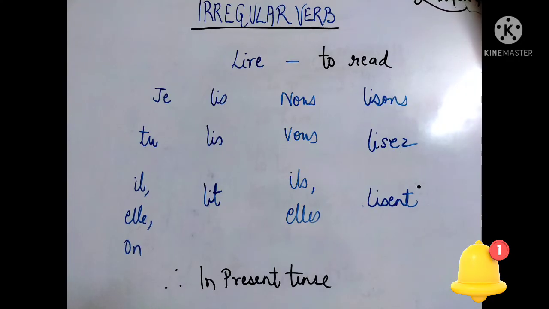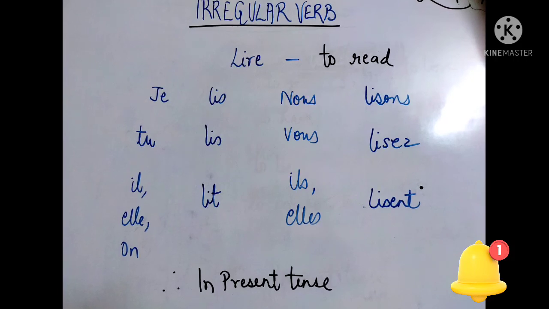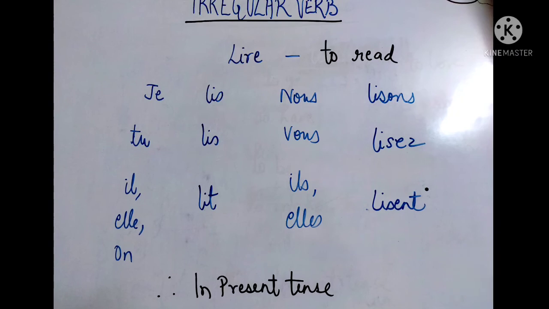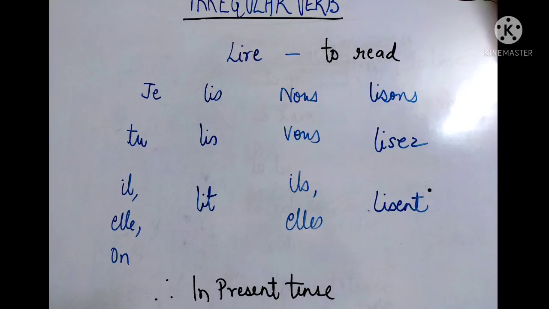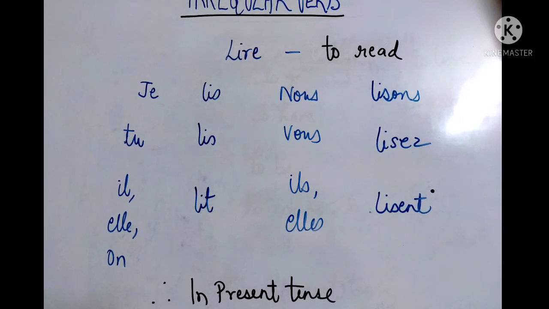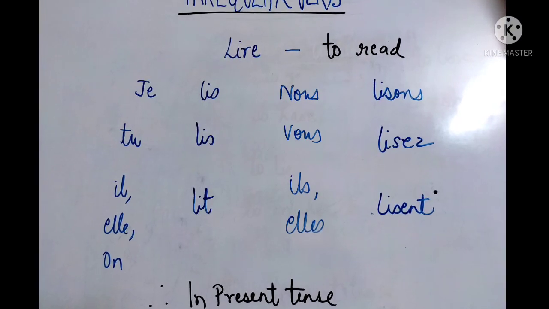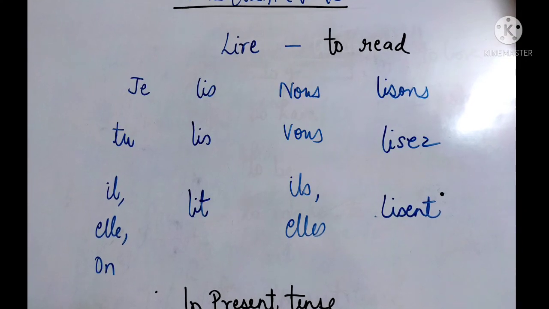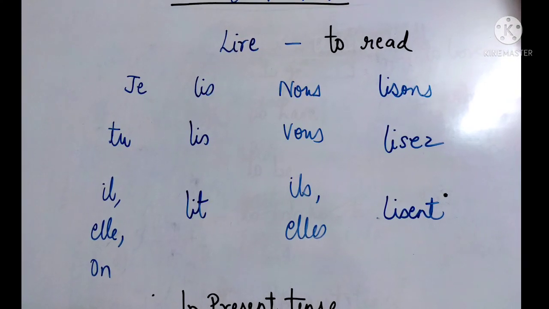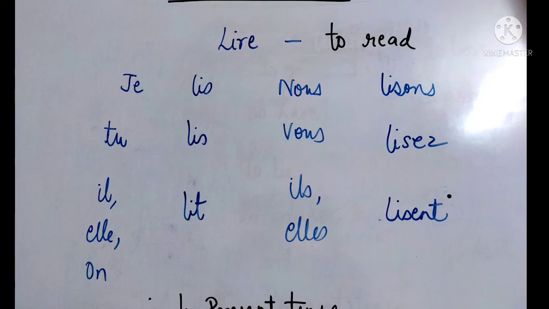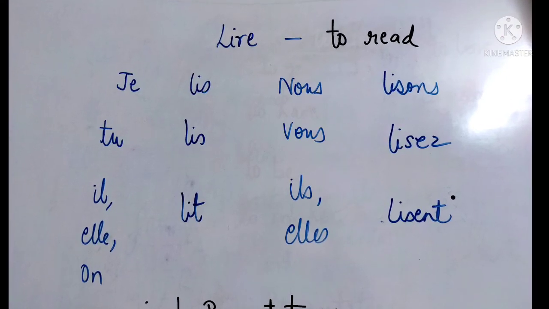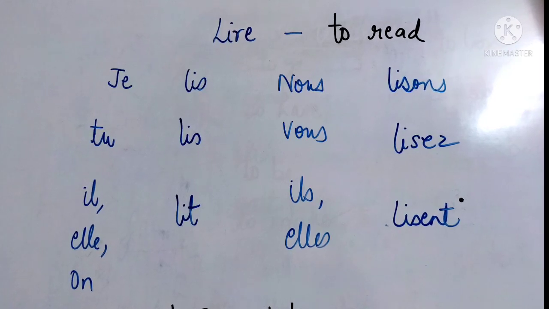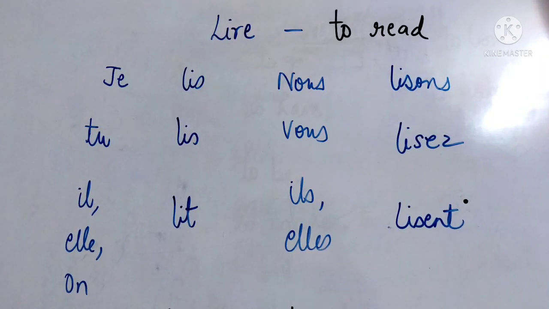Okay. Let's move to the last verb of today's video. Lire. Sorry, the E is silent. Lire. To read. Je lis. Tu lis. Il lit. Nous lisons. Vous lisez. Ils lisent. Okay, this is the very simple one.